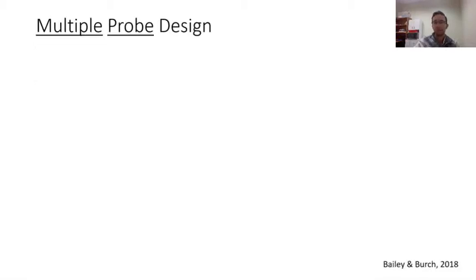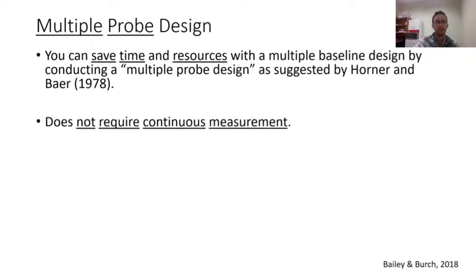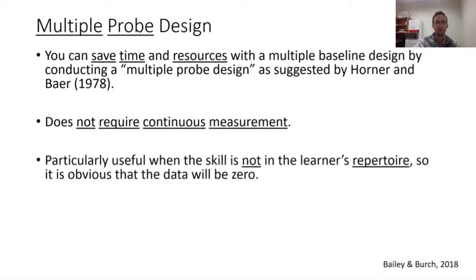Now let's look at the multiple probe design. You can save time and resources with a multiple baseline design by conducting a multiple probe design, as suggested by Horner and Baer in 1978. A multiple probe design does not require continuous measurement, meaning you can continue to run sessions with the independent variable in place, but you're not collecting data every session. It's particularly useful when the skill is not in the learner's repertoire, so it is obvious that the data will be 0.